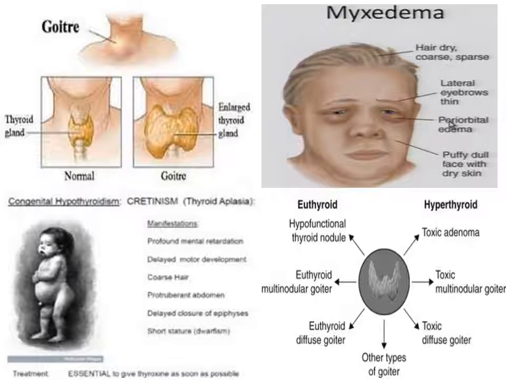Next, euthyroid and hyperthyroid, and how they relate to the different goiters. You can see the diagram.